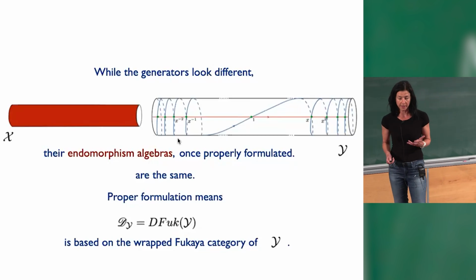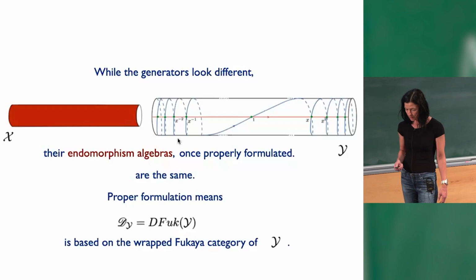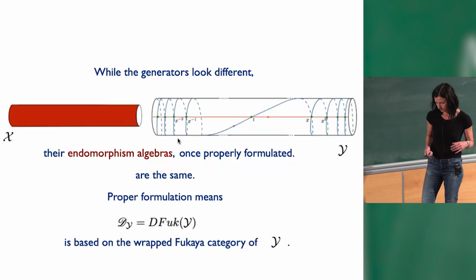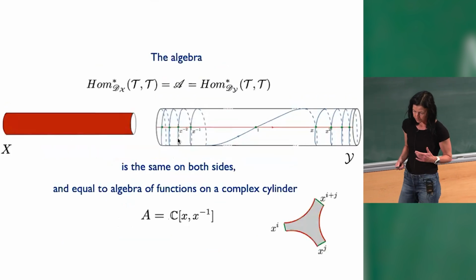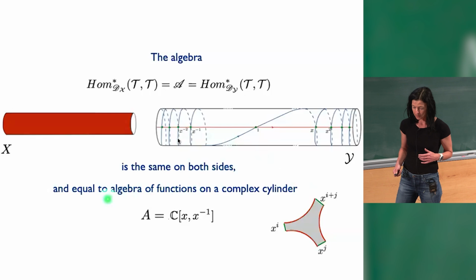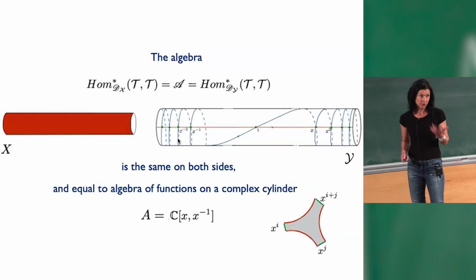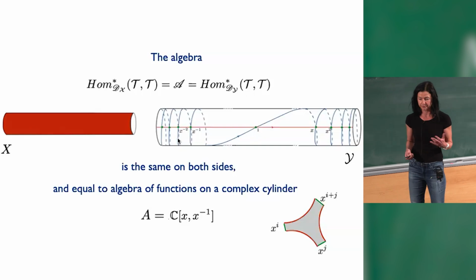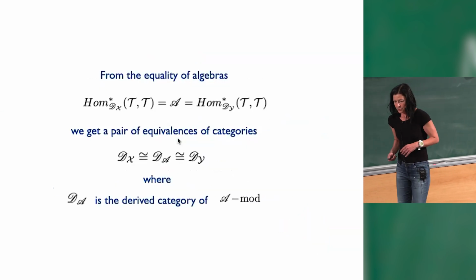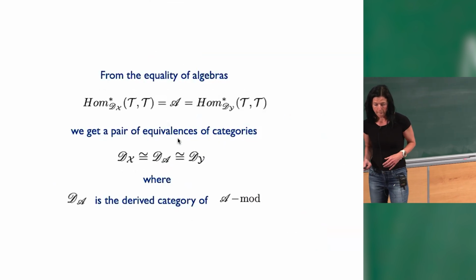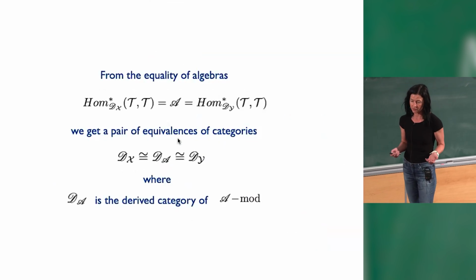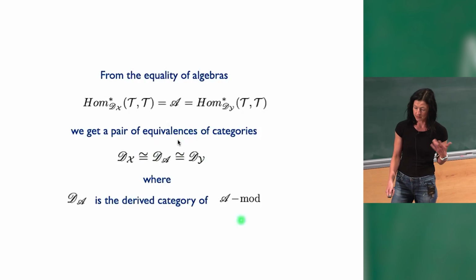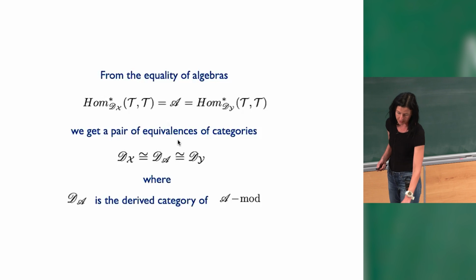The proper formulation here means that on the A side, the derived Fukaya category is based on the wrapped Fukaya category of Y. Then the morphism algebra of the generators on both sides turn out to be equal to the algebra of complex functions on a complex cylinder. So from the equality of the algebras, you get a pair of equivalences, where D sub A is the derived category of modules for the algebra A.